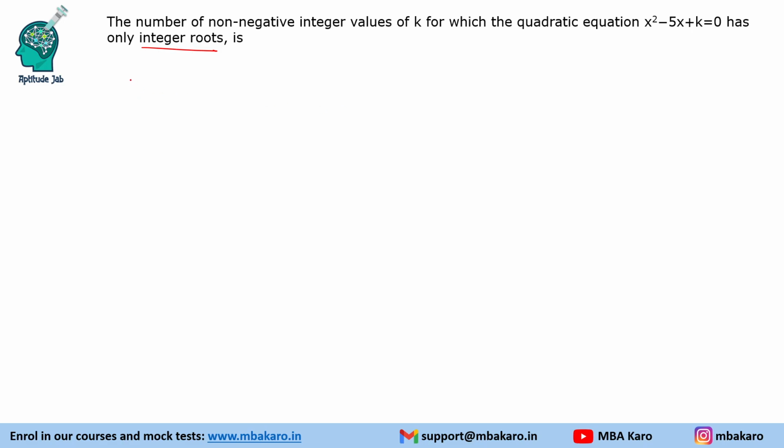So first of all, we must know that the roots of a quadratic equation are minus b plus minus square root of b square minus 4ac, which you call as d, upon 2a. Right? Now plugging in the values over here. So we get b is minus 5 here. So it becomes 5 plus minus square root of 25 minus 4k upon 2a. A is 1. Right now, the thing is we need to find non-negative integer values of k.